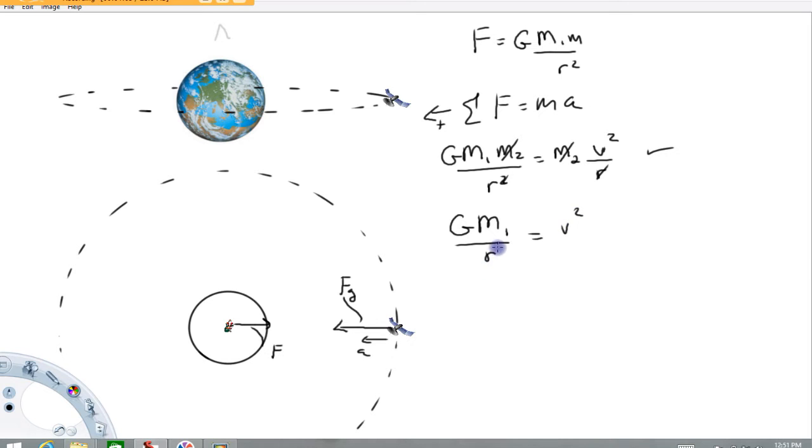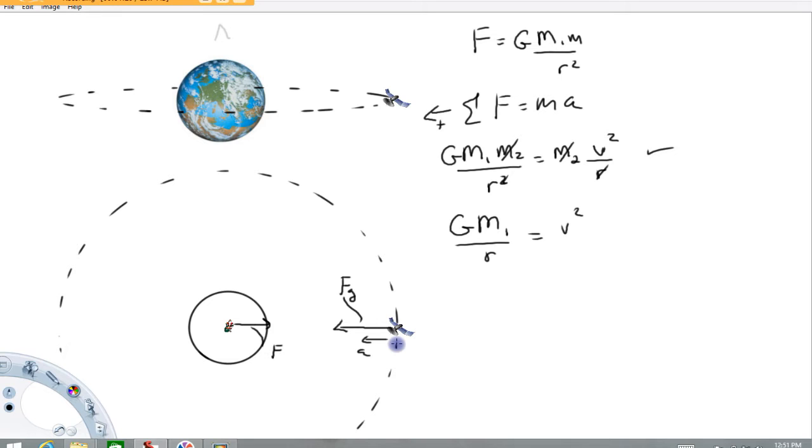You'll notice we don't know r. The mass of the Earth is something we can easily look up, and G is the gravitational constant, which we can also look up. But we don't know v and we don't know r. So this equation has two unknowns, and that means we need another equation. We've written the only Newton's second law equation we can write for this problem.